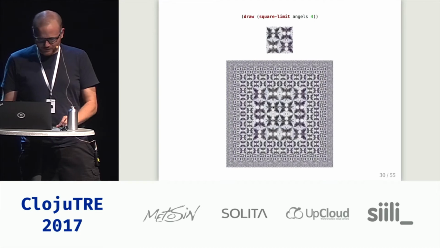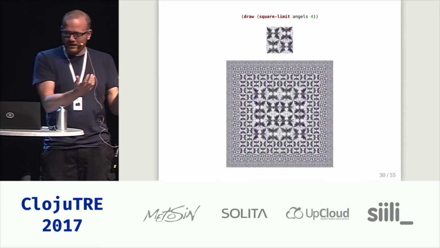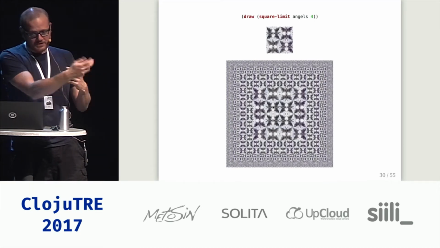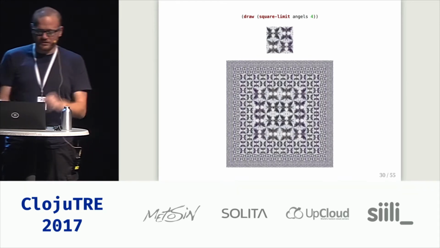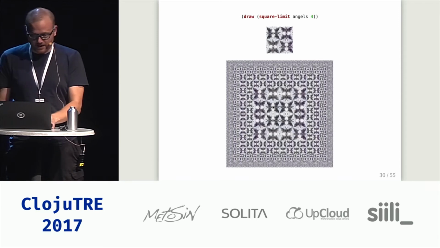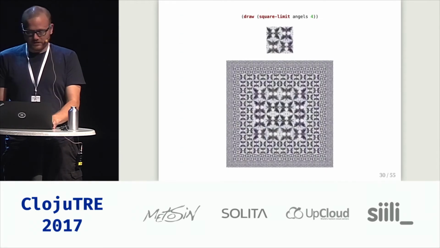So we create a function called square limit, which you can pass some picture. This is obviously an Escher tile, and you hand it the angel's picture, and it draws the square limit of it. Square limit is the name of the painting. Oops, sorry, I've gone too far.